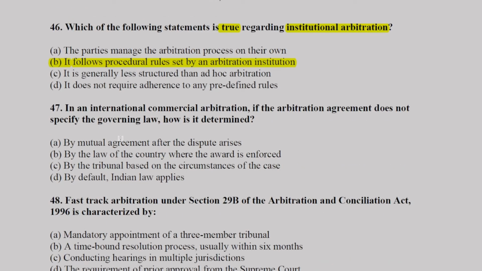In an international commercial arbitration, if the arbitration agreement does not specify the governing law, how is it determined? By mutual agreement after the dispute arises? No. By the law of the country where the award is enforced? No. By the tribunal based on the circumstances of the case? Yes. By default, Indian law applies? No. So the answer should be C.